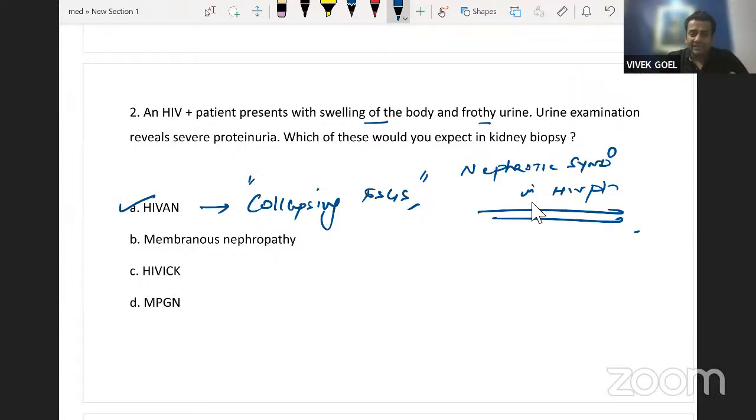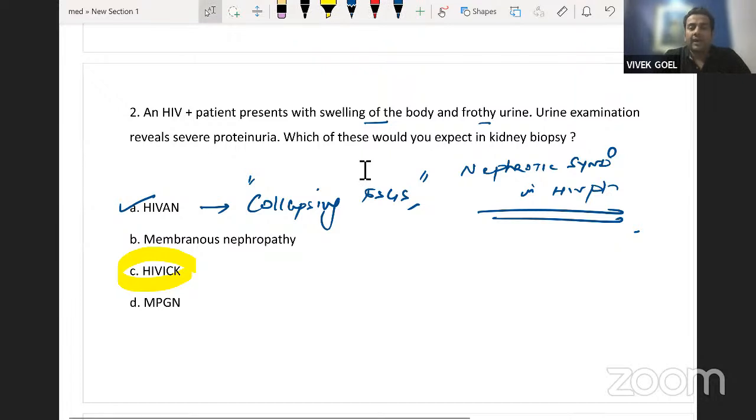Now, a very interesting option, which some of you said was there in the options, was HIVICK. What is HIVICK? HIVICK is HIV associated immune complex kidney disease. Now, please understand this.